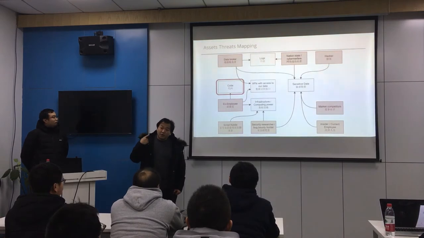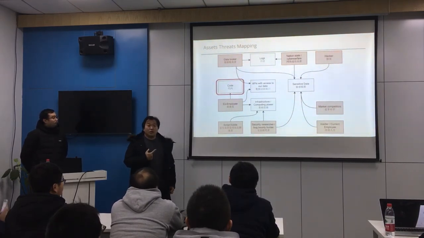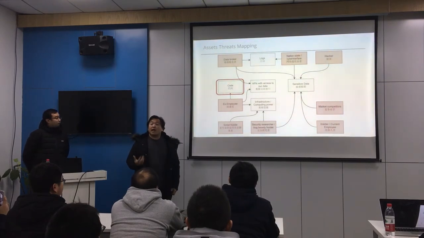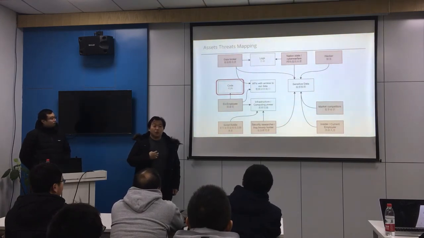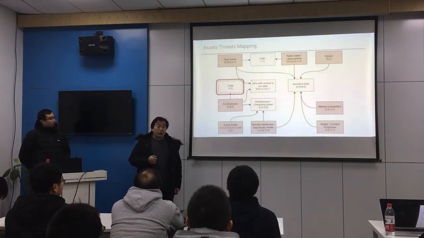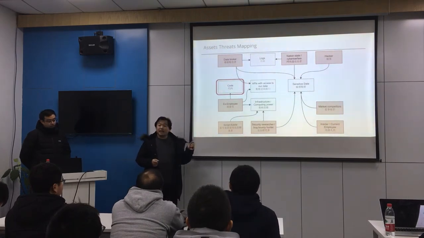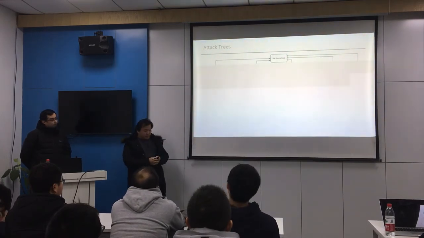And then think about from the criminal's point of view. If they want to attack or they want to grab code or assets, what do they actually want to do? In this case, code is quite simple. They just want to get access to the code. They want to read the code, read your code base. So that becomes the root of the attack tree.